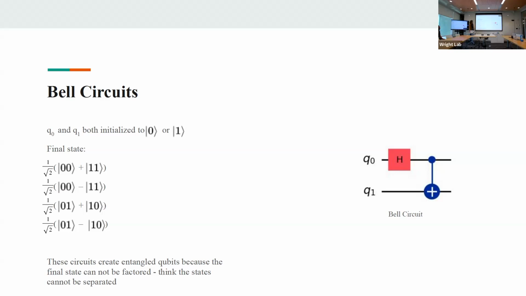So for example, in this first state over here, this is when Q0 and Q1 are both initialized to the 0 state. After you apply the Hadamard gate, taking your state to the plus state, and then you apply the CNOT gate, you then end up with this. If, for example, you were to switch Q0 to the 1 state, you would instead end up with this. These circuits create entangled qubits because you can't factor the final state. So you can't take a state out and multiply it back in. It's like the states cannot be separated from each other.